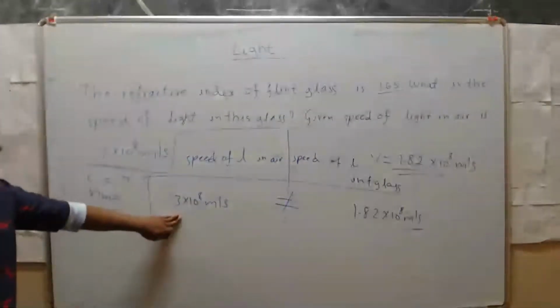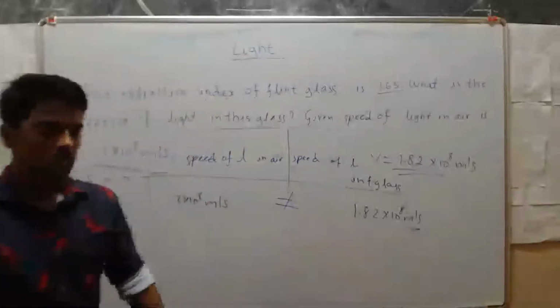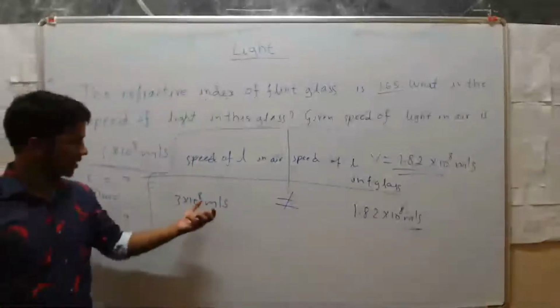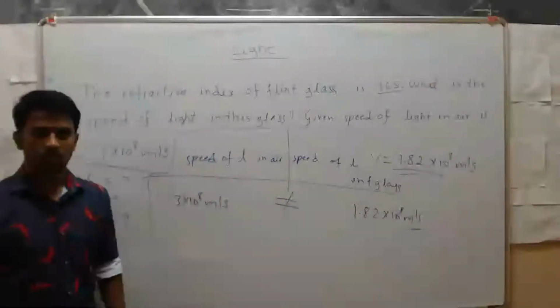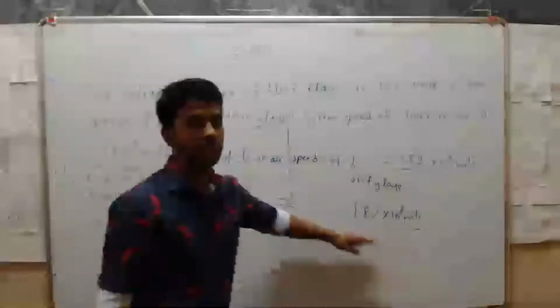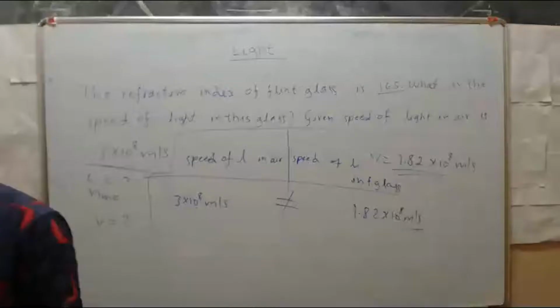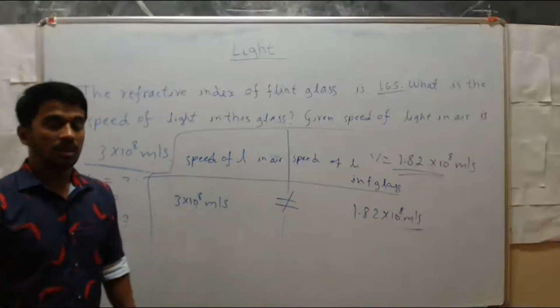Correct? Because this is 3 and this is 1.82. So 3 is greater than 1.2, and here also 10 raised to the power 8 and there also 10 raised to the power 8. So don't worry about these two. But here 3 is there, here 1.82 is there. So clearly we get that these two values are not equal.